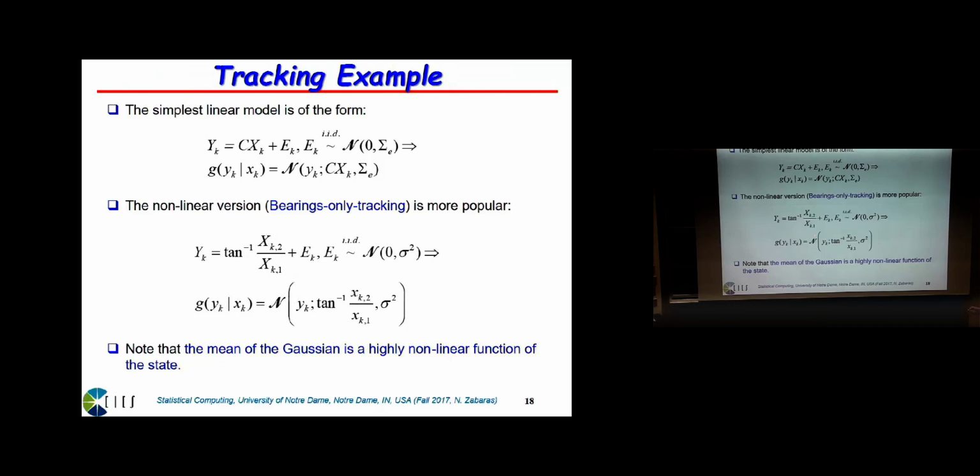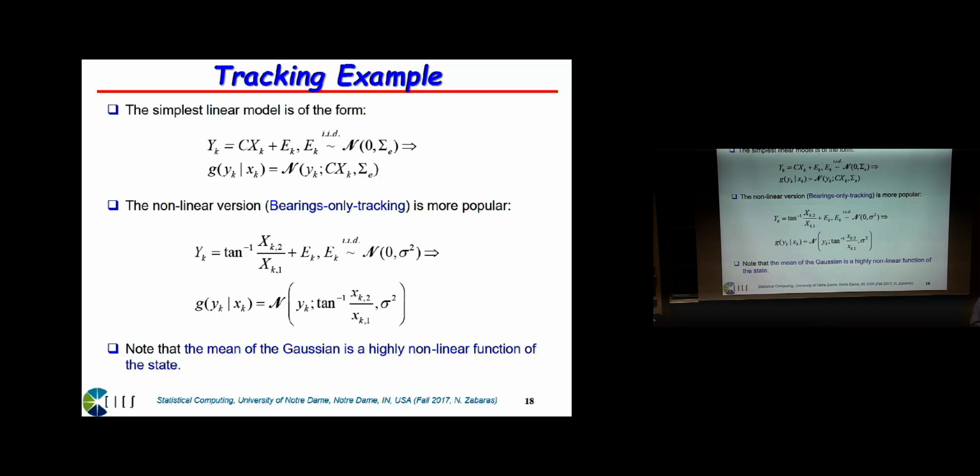Let me just look at the problem on the bottom, because I'm going to show you results on this in the lecture on Wednesday. For those who are working on tracking problems, this bearings-only tracking has a very simple form. So y_k, the observation, is the inverse tangent of x_k2 divided by x_k1. Can you guess what you're actually measuring here?